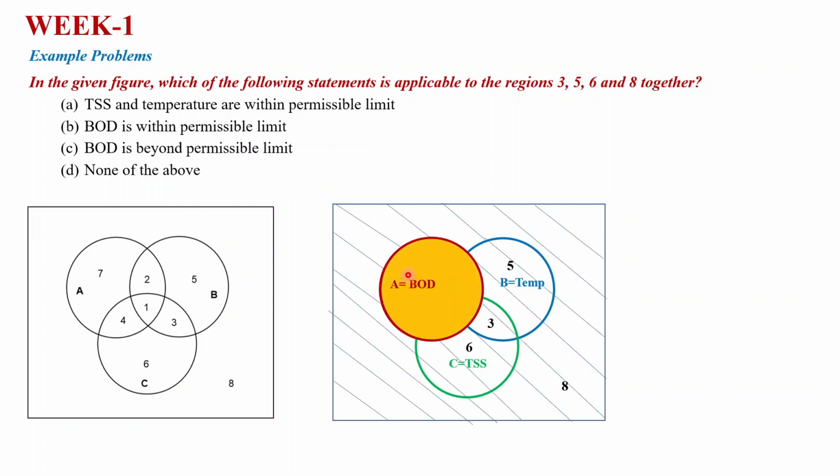It is not in the permissible. A represents that BOD is not in the permissible limit, right? And what is A complement? A bar or A complement represents? Sir, it is the opposite of that. Yes, exactly opposite of that. Then that A complement is represented by which areas? 3, 5, 6, 8, right?